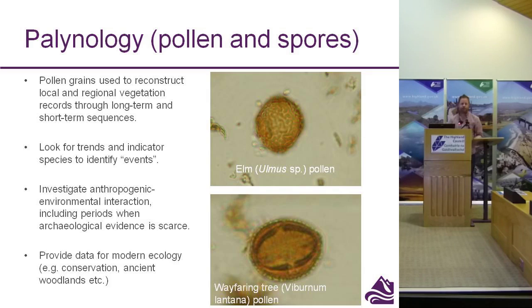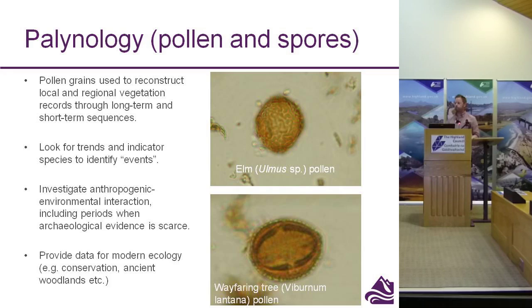As you know, all plants produce pollen. They get dispersed. Some get dispersed further than others. Some are wind dispersed, some are animal dispersed. So depending on their dispersal mechanism depends how frequently they turn up in records. But these give you the long-term sequences.